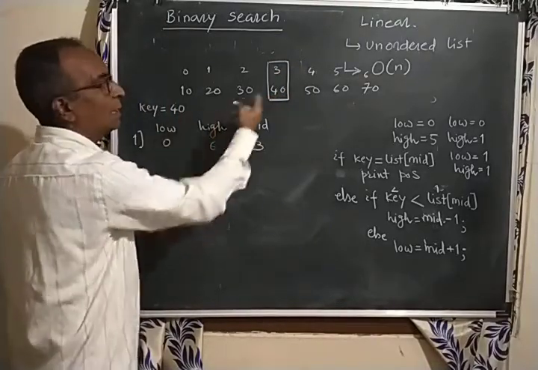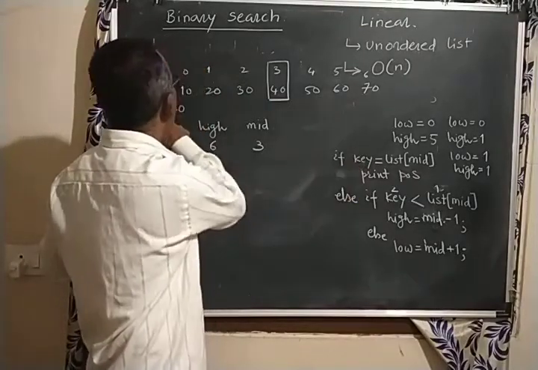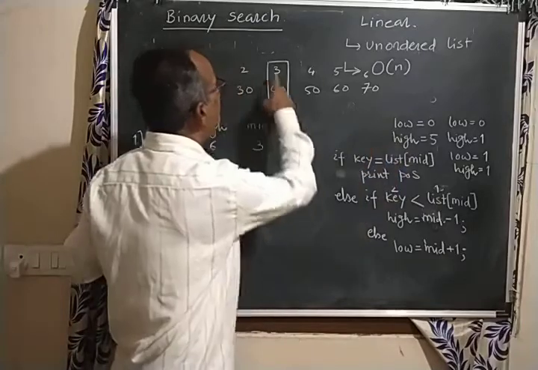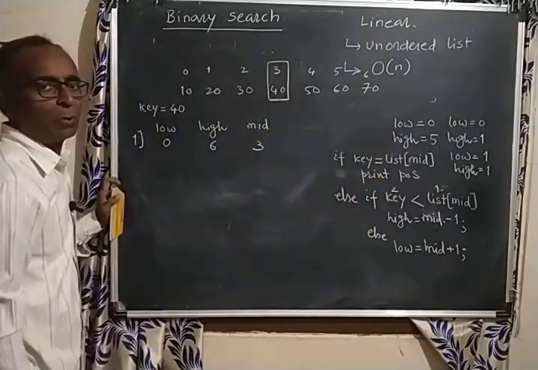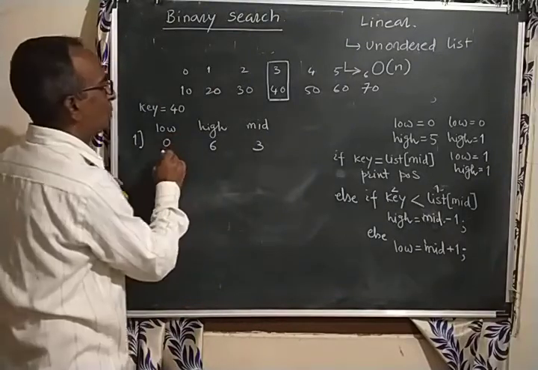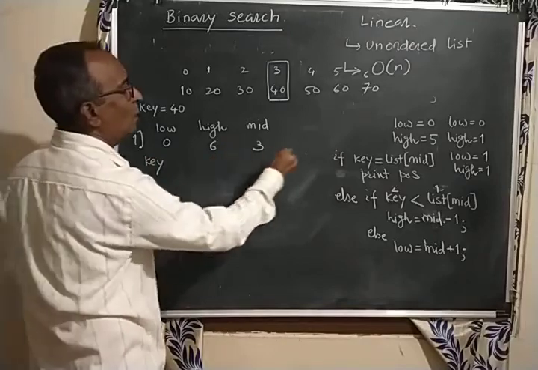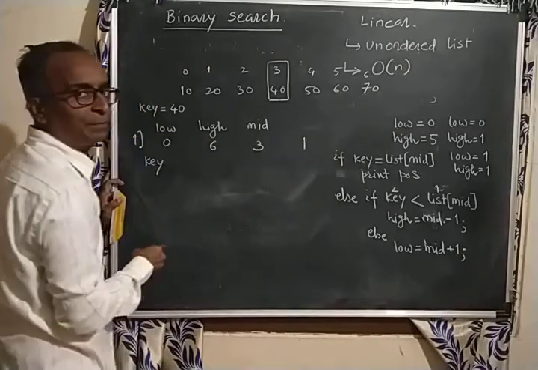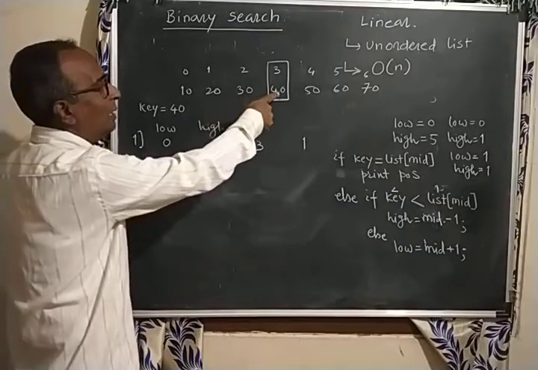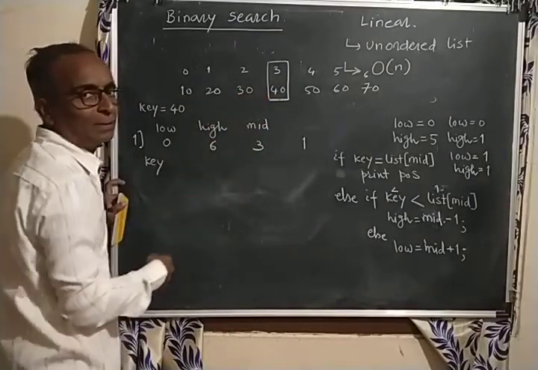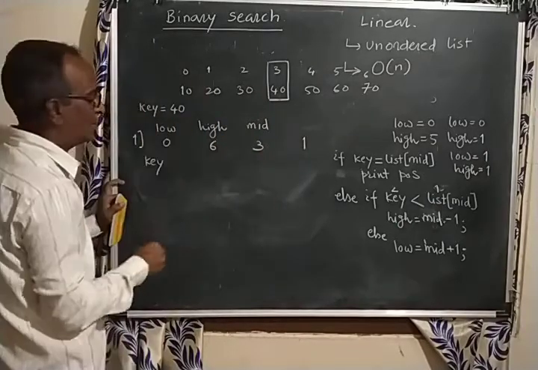Is it 40? Yes, we found. If key to be searched is 40, 40 is equal to list mid 40. So print position and you can get out of that. Here only one comparison is required. Unlike in linear search, how many comparisons are required for finding 40? 1, 2, 3, 4 at least. But here in binary search we require only one comparison.